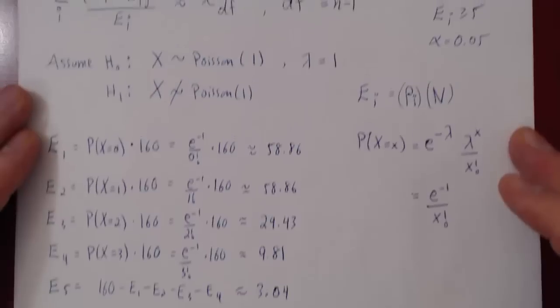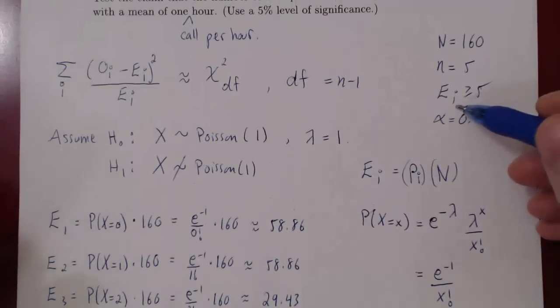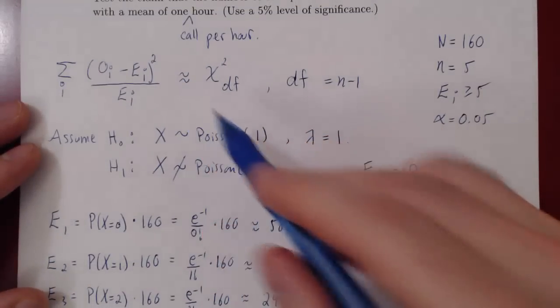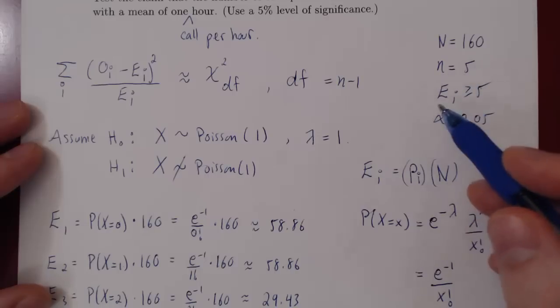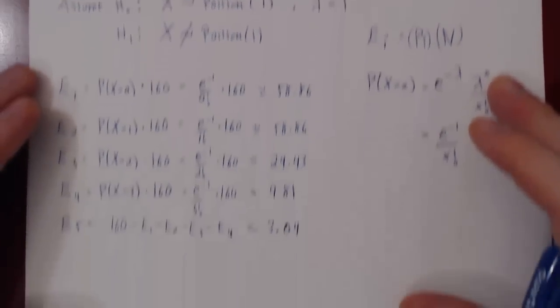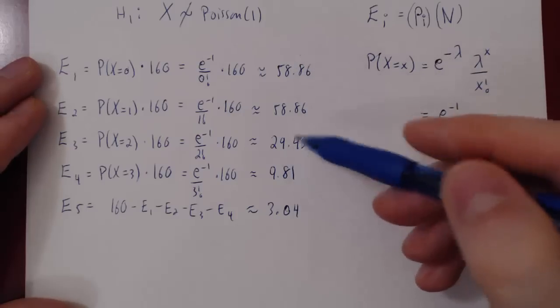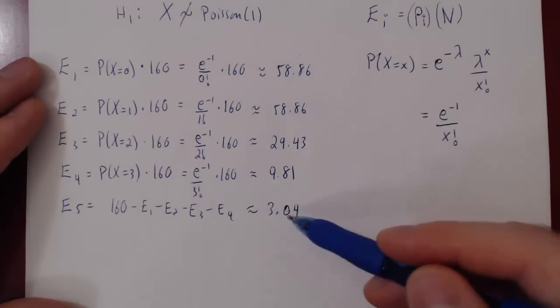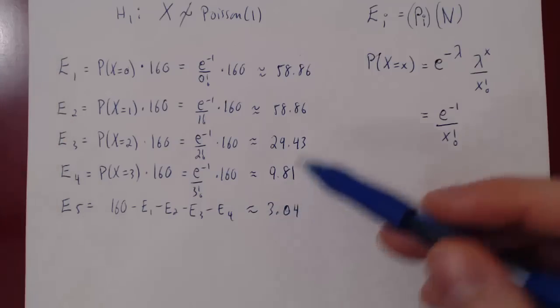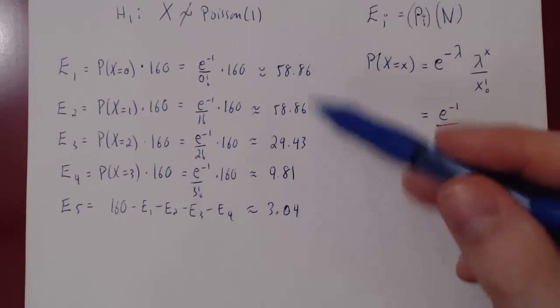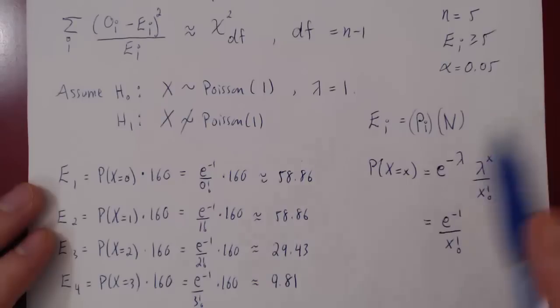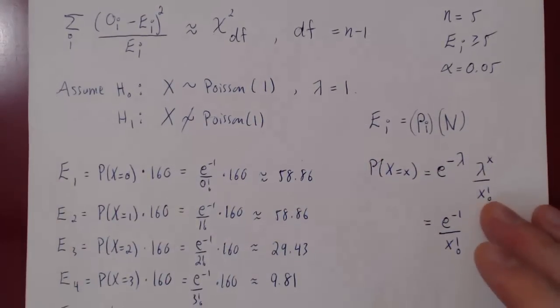And if you look at the requirement that, to have a good enough approximation, each expected value had to be at least 5, well, if you look here, we're okay. The first 4 are way above 5, and the last one is close enough. And that's not such a big deal. As long as the bulk of your values are above 5, you will have a close enough approximation.